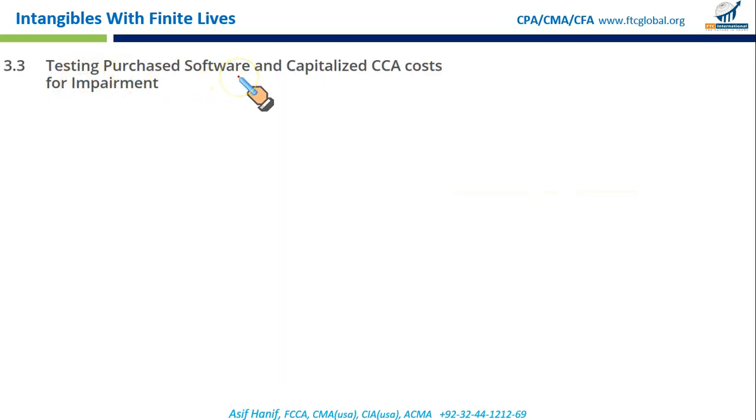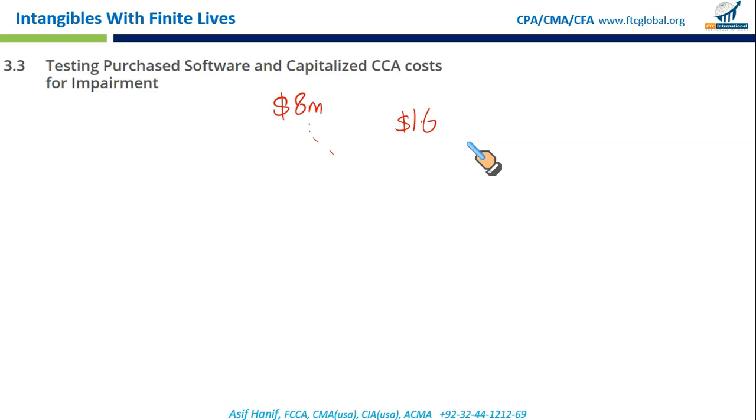Testing purchased software and capitalized cloud computing arrangement costs for impairment. Okay, let's continue with the previous amount. We had capitalized $8 million for a CCA arrangement. Now, this amount that we have on our books needs to be checked for impairment. We may have amortized it over the last few years. Let's say we decided that we will charge $1.6 million amortization every year, and for 2 years we have charged $3.2 million. Which means our remaining book value is $4.8 million. That is at the end of the second year.